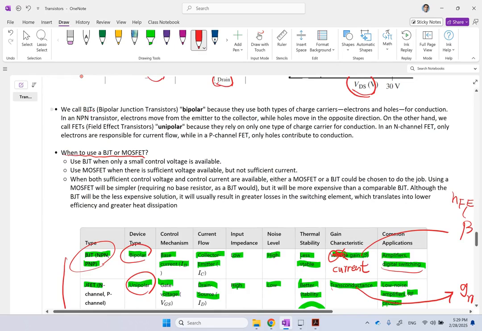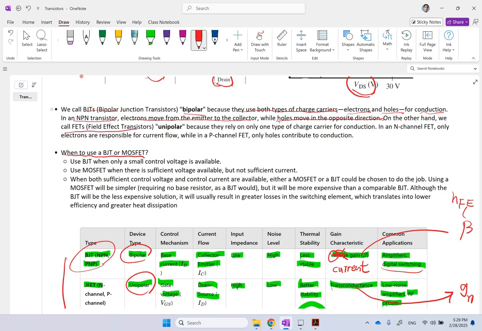The BJTs, we call them bipolar. Why? Because they use both types of charge carriers. They use electrons and they use holes for conduction. In NPNs, as we learned, the electrons move from emitter to collector, but the holes move in the opposite direction. And in PNP, it's of course the other way around.